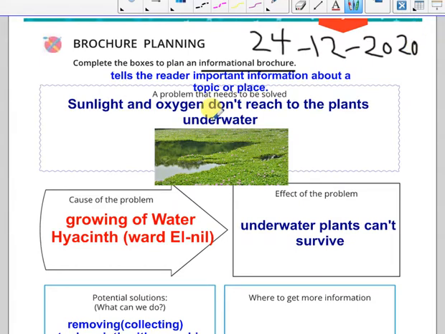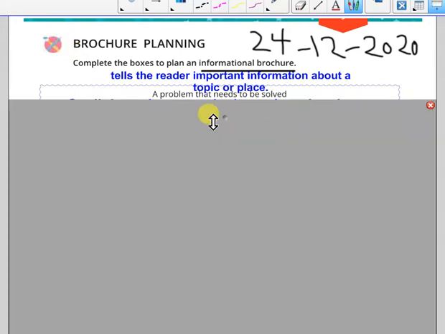We complete the boxes to plan an informational brochure. This brochure is like a brochure of Mary Kay or a brochure of Oriflame. It tells the reader important information about a topic or place or any product. So this is called a brochure. So we complete the boxes to plan an informational brochure.